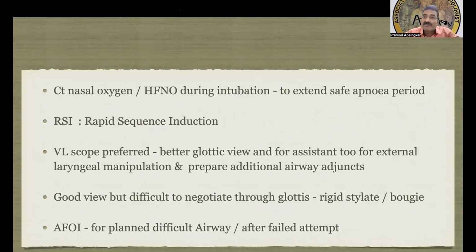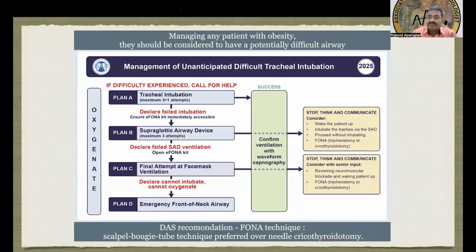The first attempt is the best attempt, and if needed, do not keep on attempting. If you are not able to do the intubation, just do bag mask ventilation again, come back, and come out of the situation. If needed, put in a supraglottic airway. But if you encounter a cannot intubate, cannot ventilate situation, go for FONA, that is the scalpel bougie tube technique, preferred over the needle cricothyrotomy set. But you have to keep both sets, scalpel bougie tube and the needle cricothyrotomy set, ready in your crash trolley before actually going for induction.